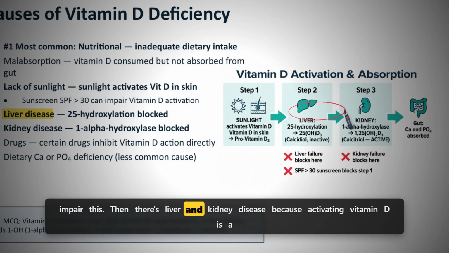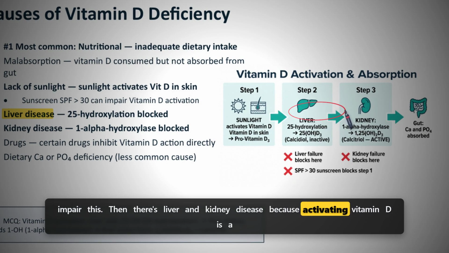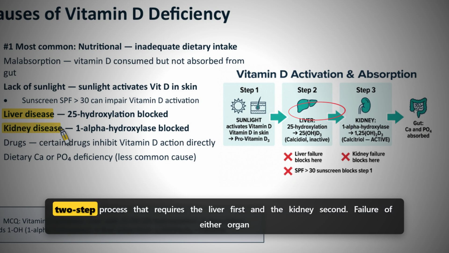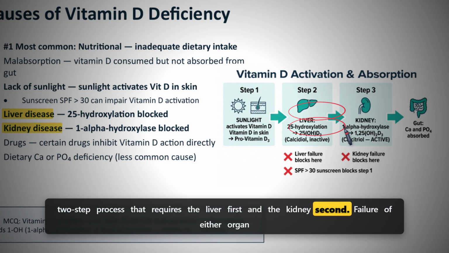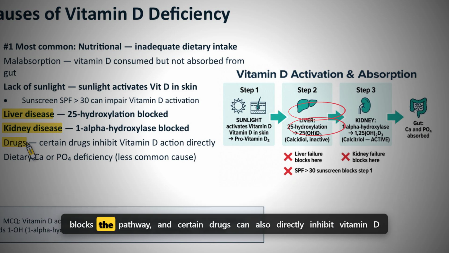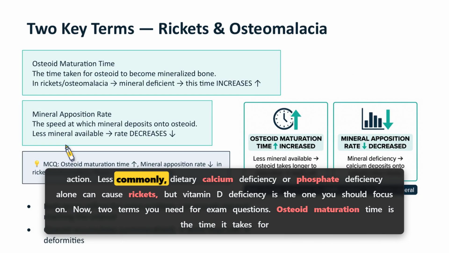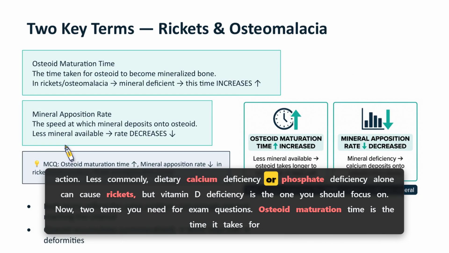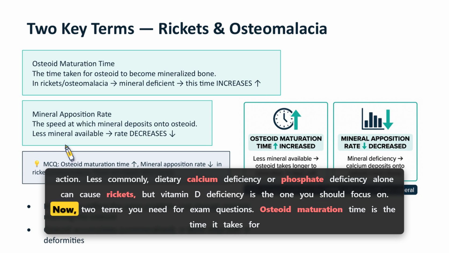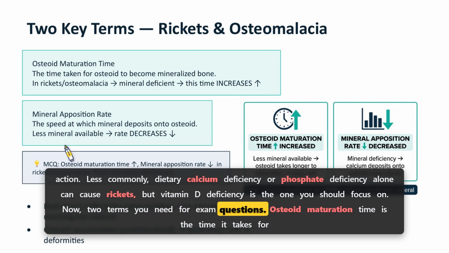Then there's liver and kidney disease, because activating vitamin D is a two-step process that requires the liver first and the kidney second. Failure of either organ blocks the pathway, and certain drugs can also directly inhibit vitamin D action. Less commonly, dietary calcium deficiency or phosphate deficiency alone can cause rickets, but vitamin D deficiency is the one you should focus on. Now, two terms you need for exam questions.